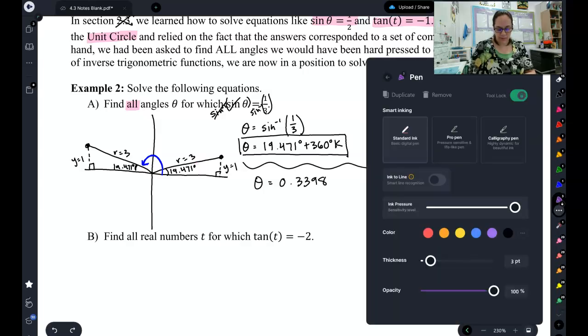Oops, let me fix my marker real quick. There we go.